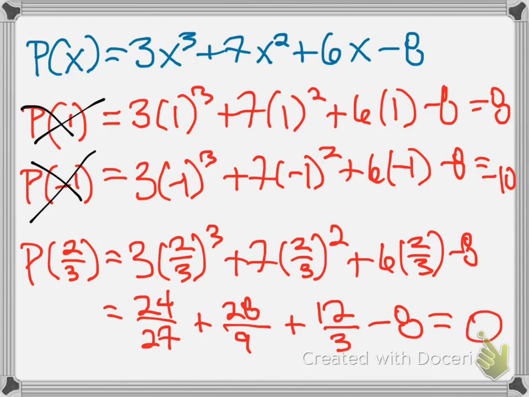So because we get a value of 0 when we plug 2/3 into our polynomial, that tells us that 2/3 is one of our roots. That also tells us that x minus 2/3 is a factor of our polynomial. And once we know that, we can then use synthetic division to factor 2/3 or x minus 2/3 out of our polynomial, and we can see what remains. So let's do that on the next slide.